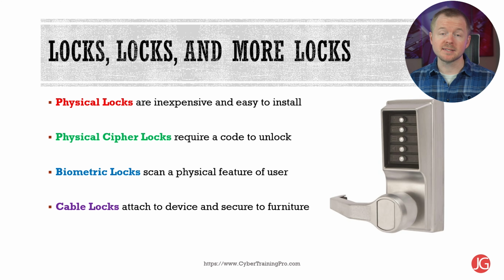First, we have physical locks, and these are the locks that you're used to seeing at your house, and they're the least expensive to implement. Of course, physical locks have their flaws, but it's still better than leaving that door unsecured. Physical cipher locks typically are going to have 4 or 5 buttons with numbers on them.